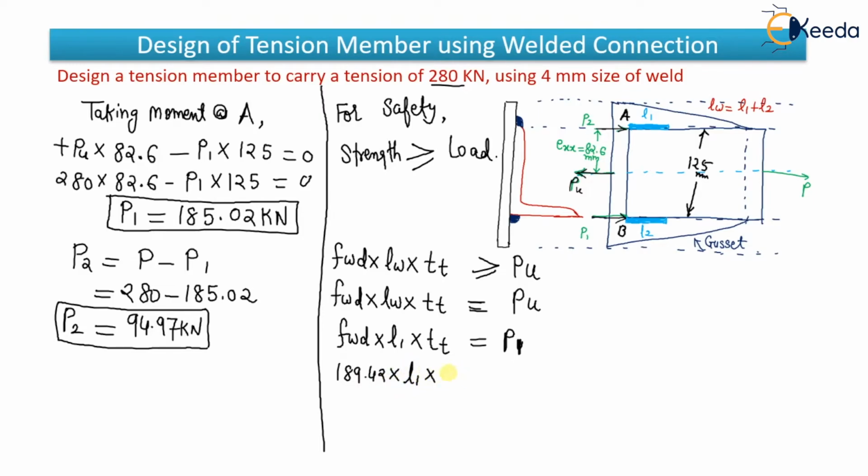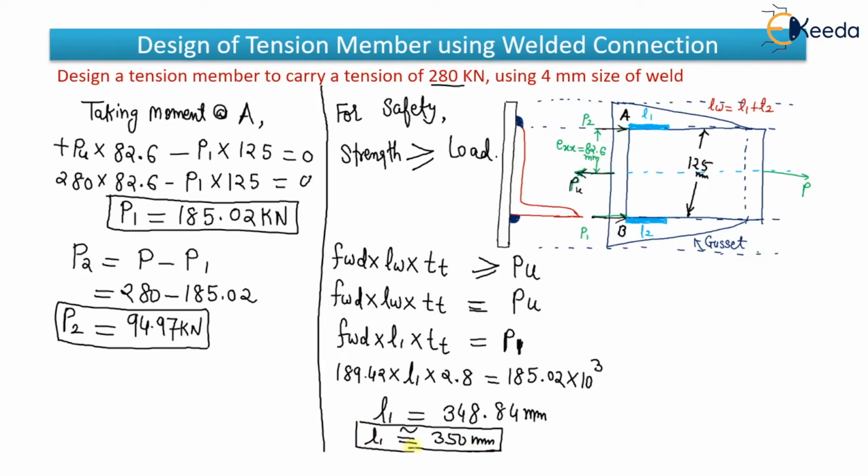And TT is how much? It is 2.8. We have calculated that. And what is the value of P1? It is 185.02, but it is in kilonewton. Let's make it in Newton, so I'll multiply it with 10 raised to 3. Okay. So L1 will be equal to 348.84 mm. Can I make it a round figure? Yes, I can make it 350 mm for L1. This is the length of the weld on the upper side. Yes, upper side. This one is my L1.